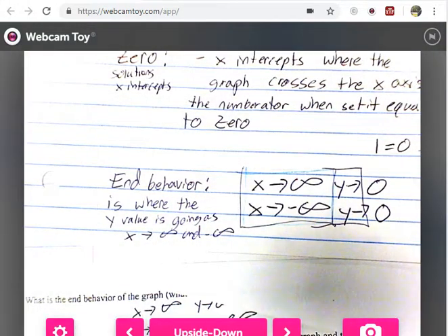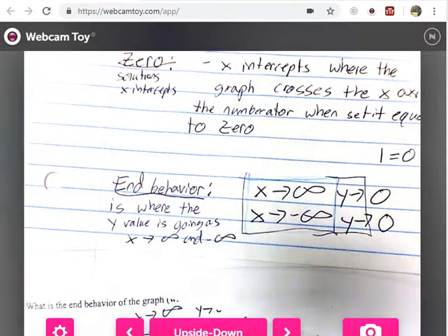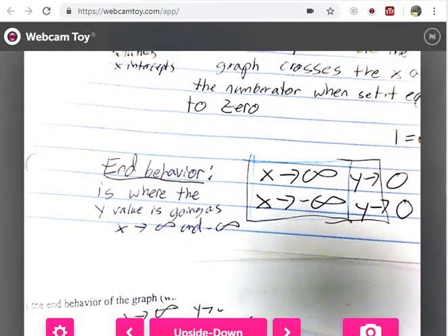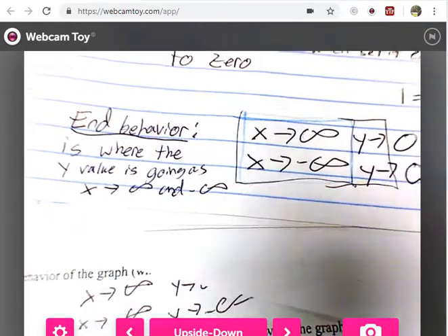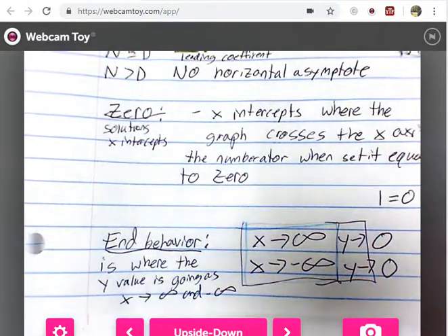When you are done with that, writing these down, you should have domain, vertical asymptote, horizontal asymptote, zeros, and end behavior. So you should have 5 things. Once you have those 5 things down, we can go ahead and move to today's activity.